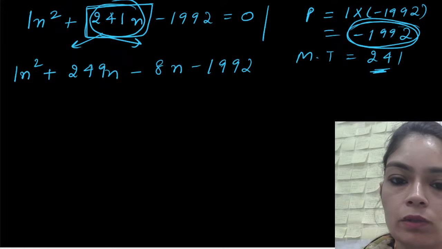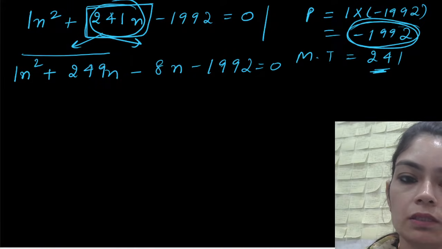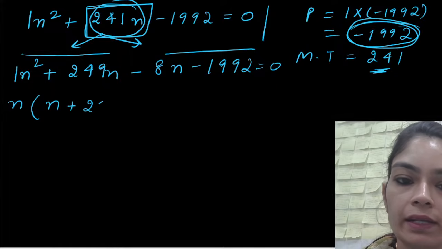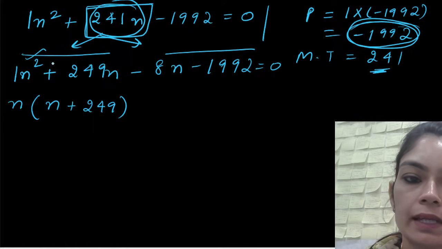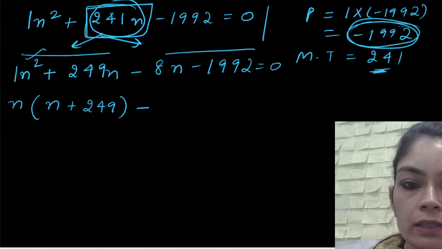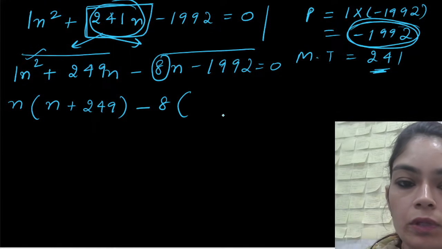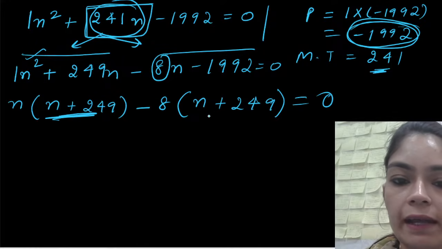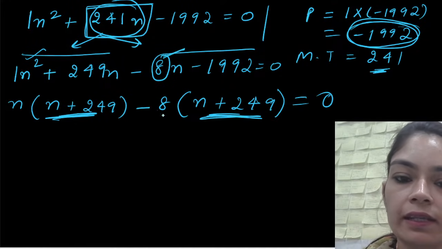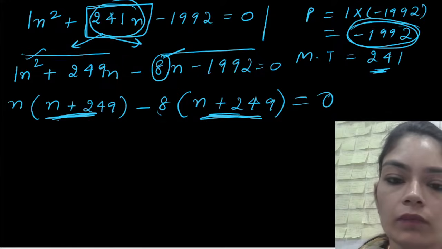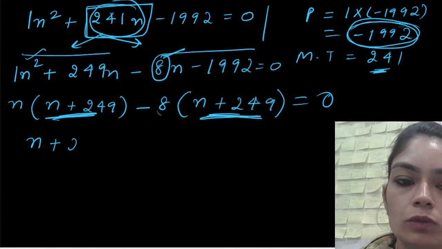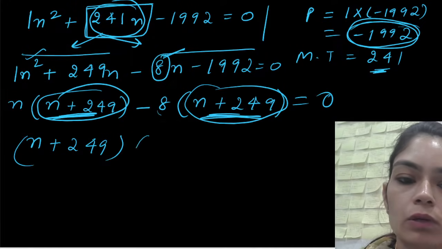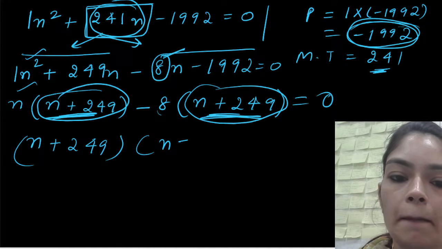Minus 1992 equals 0. Now we can group them. This is one group, this is one group. n is the common factor here, so n plus 249, n I am taking out. Here take 8 out as common, because the brackets should be the same. Whatever is here, write the same thing here. With n, 8 was written, so 8 we have taken out. Correct. So n plus 249 is again a common factor I have taken out. Now whatever is left, I am left with n minus 8.